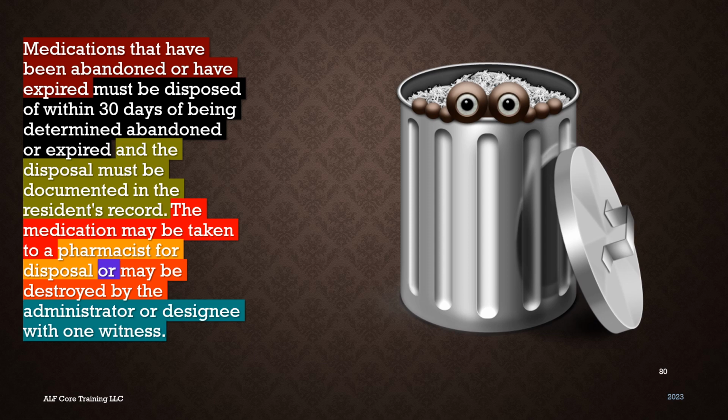Medications that have been abandoned or have expired must be disposed of within 30 days of being determined abandoned or expired, and the disposal must be documented in the resident's record. The medication may be taken to a pharmacist for disposal or may be destroyed by the administrator or designee with 1 witness. There's about 3 questions right there.